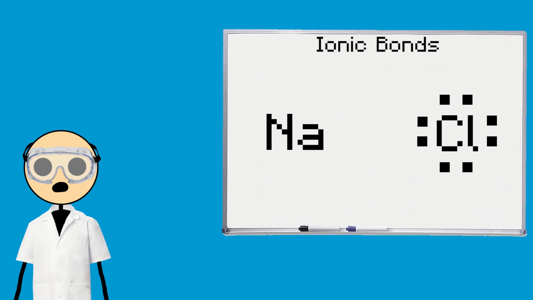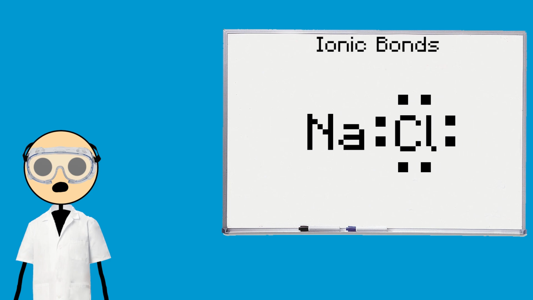When sodium and chlorine form an ionic bond, sodium becomes a cation because it loses an electron, making it positively charged. And chlorine becomes an anion because it gains an electron, making it negatively charged. When a sodium atom and a chlorine atom form an ionic bond, they make an ionic compound called sodium chloride, also known as table salt.